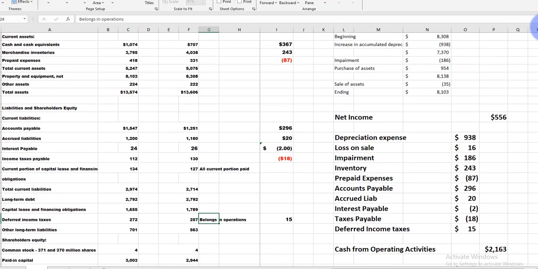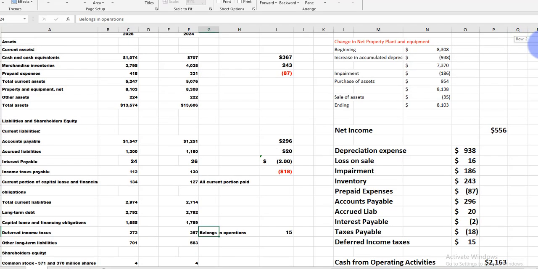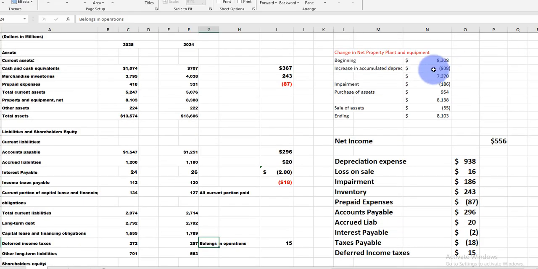So we're going to build ourselves a little model here to figure out what the change of net property, plant, and equipment is. You can do this as a T account. You can do this just as a calculation. So we started the year at 8308. We expected there to be accumulated depreciation, or the same as depreciation expense, pulled from the income statement, right? Okay, and we're just going to lump all those assets together that have amortization as well. So that would mean that without any other change, there would be 7370.